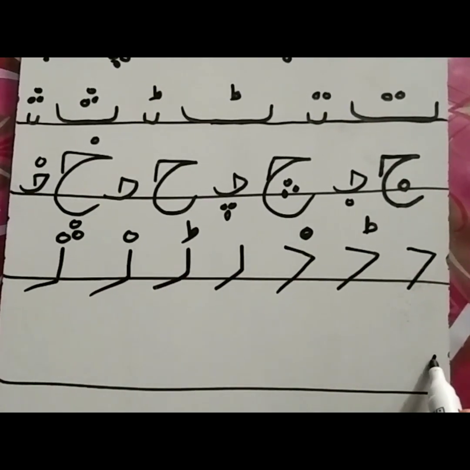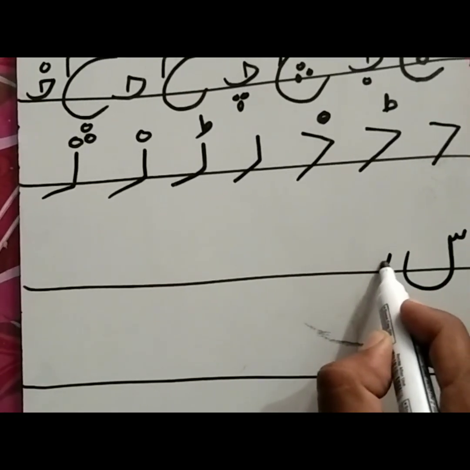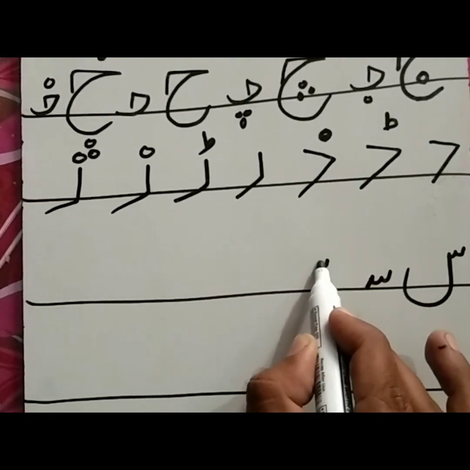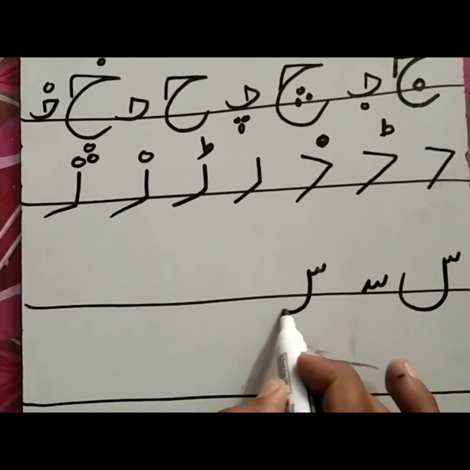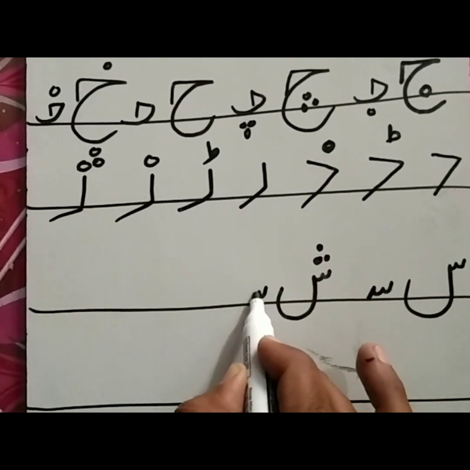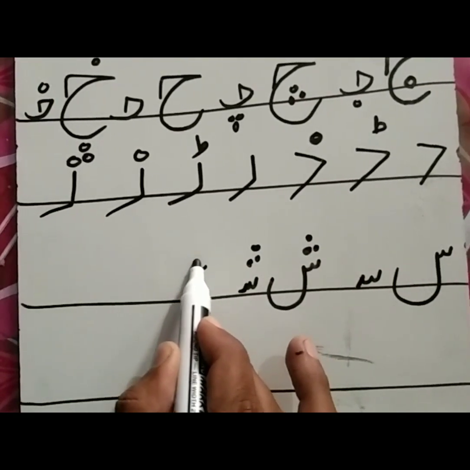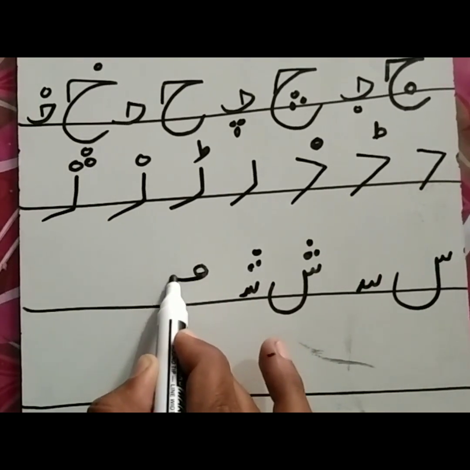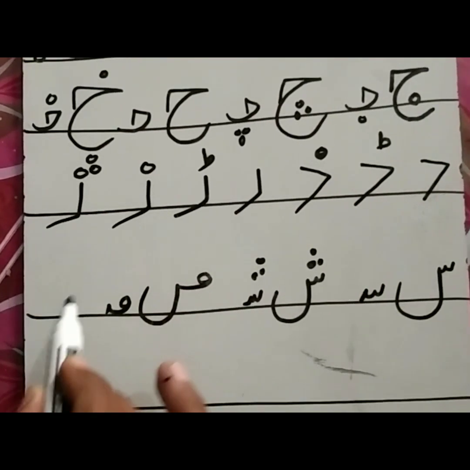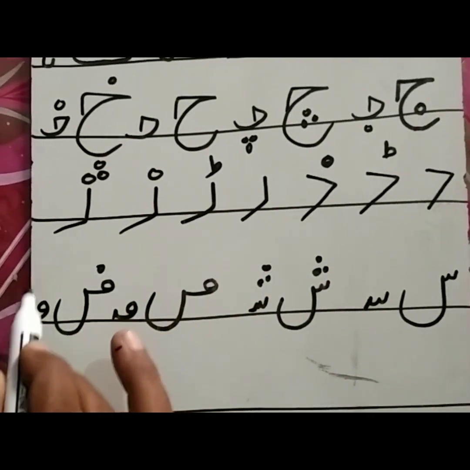The next letter is Seen. Write this, Seen, and the half shape of Seen like this. Sheen, like this, right? A curve, and then a down curve. Sheen, and the half shape of Sheen like this. Swad: you have to make a circle, then a sleeping line, then a down curve. Swad, its half shape, then Zuad and the Zuad half shape.